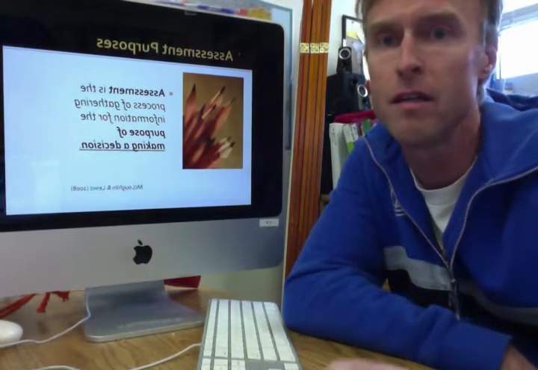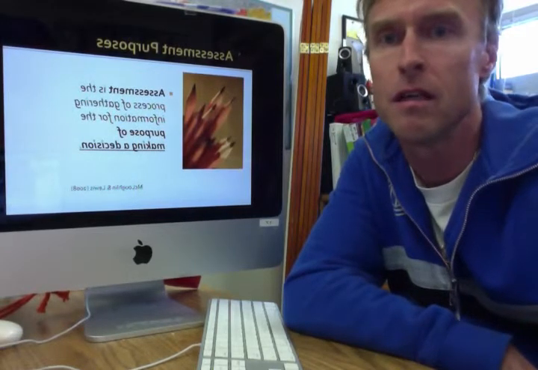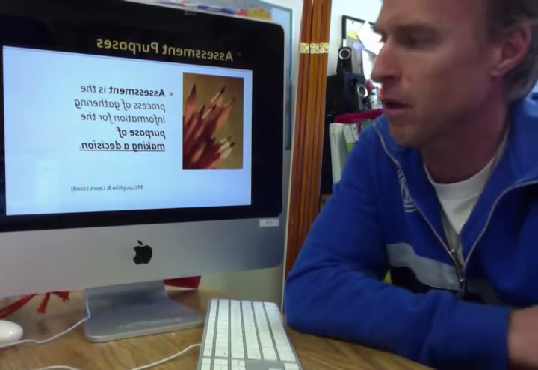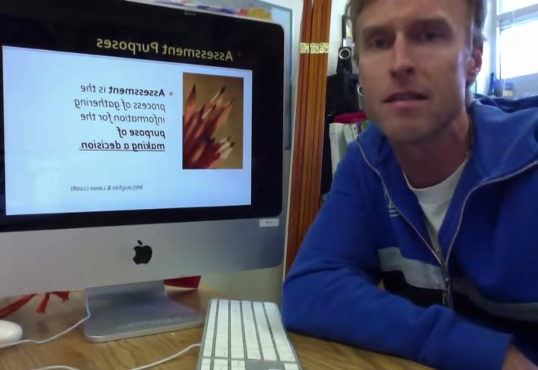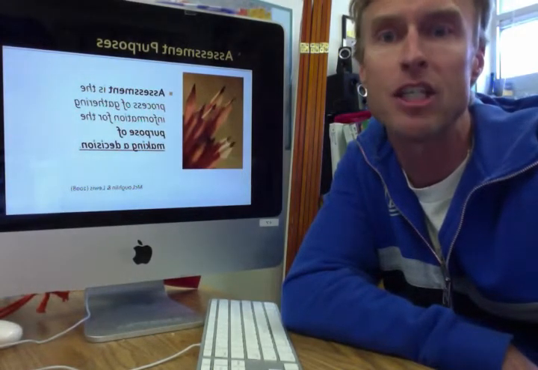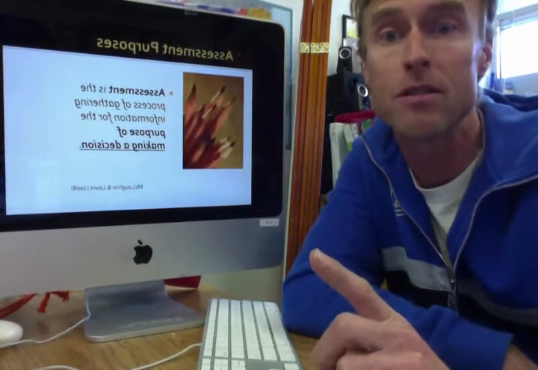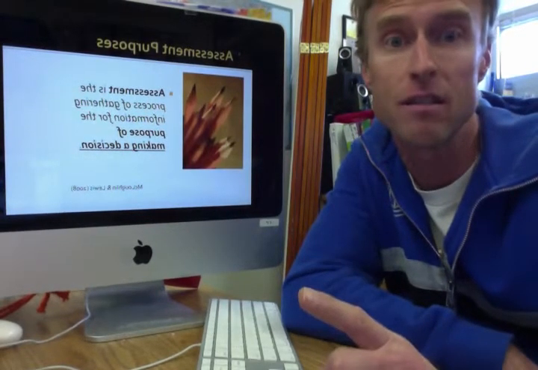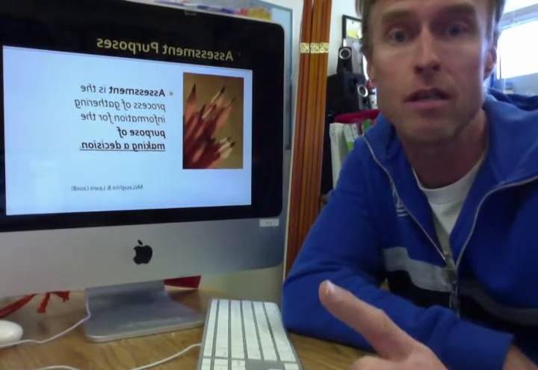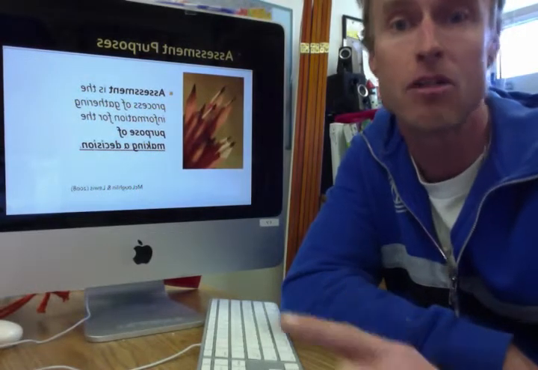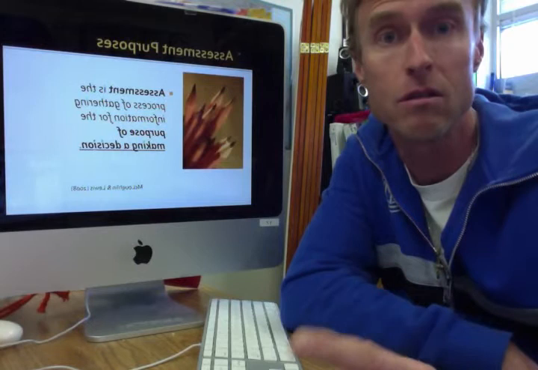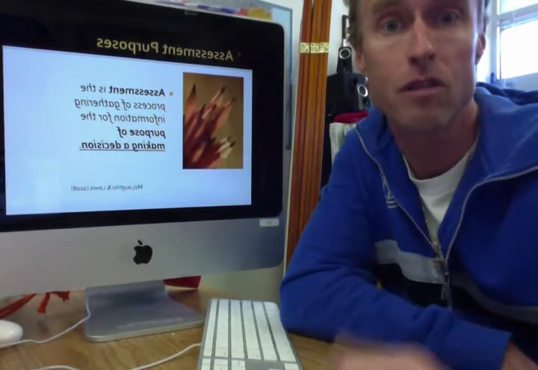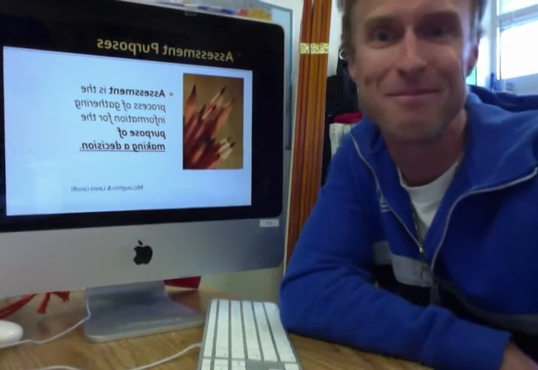First of all, the definition, according to our textbook by McLaughlin and Lewis: assessment is the process of gathering information for the purpose of making a decision. So the whole reason we're testing is so that we can make a decision about the student's studies.